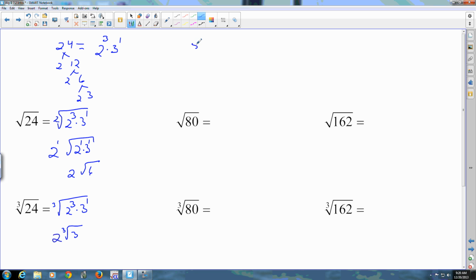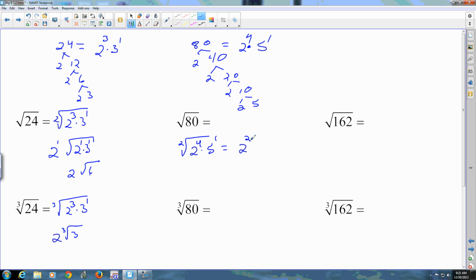80, got to prime factor it. 2 and 40. Hey, I didn't get a 9. 2 and 20. 2 and 10. 2 and 5. So that becomes 2 to the 4th times 5 to the 1st. So the square root of 80, if I had to help you see it, is 2 to the 4th times 5 to the 1st. 2 goes into 4 twice, with no remainder. So there's nothing of 2's left inside. And the 5 doesn't have a big enough exponent, so it can't come out.